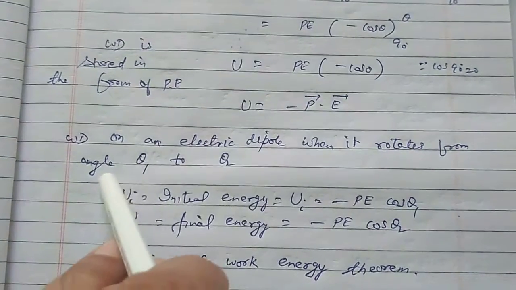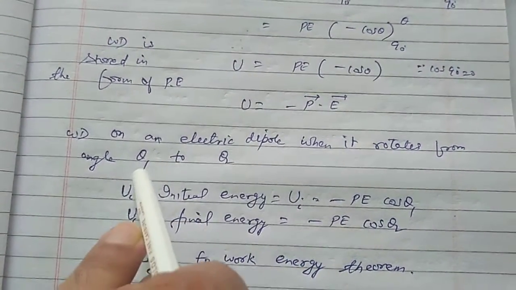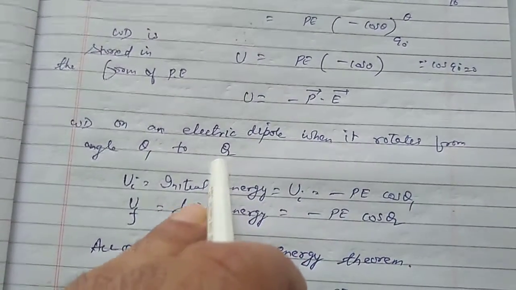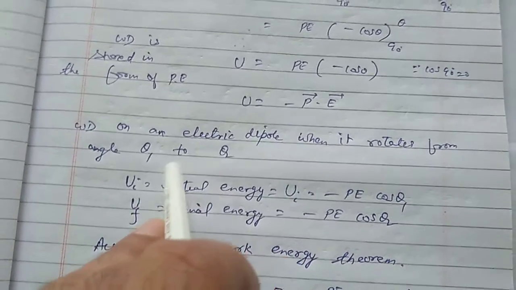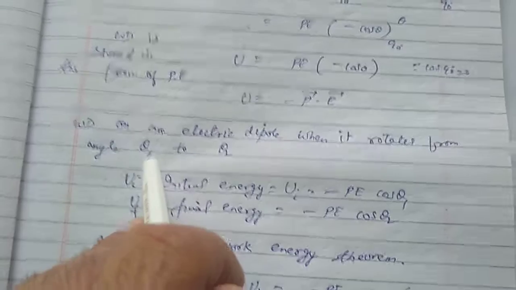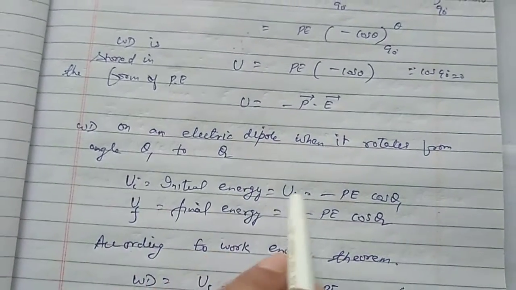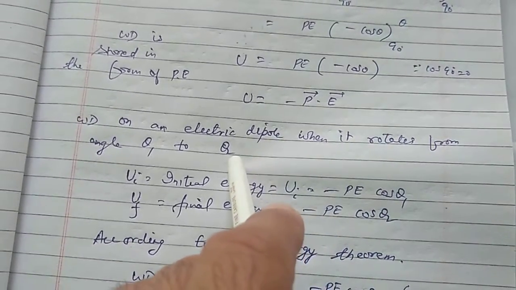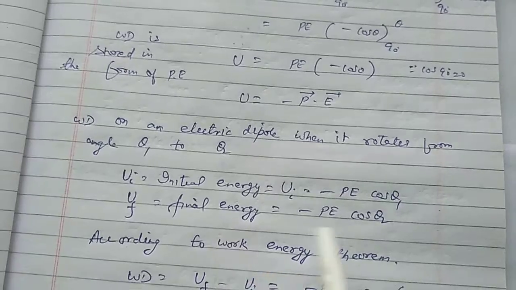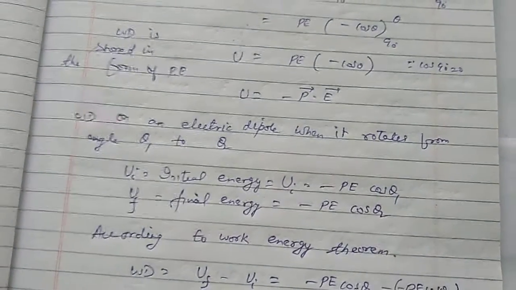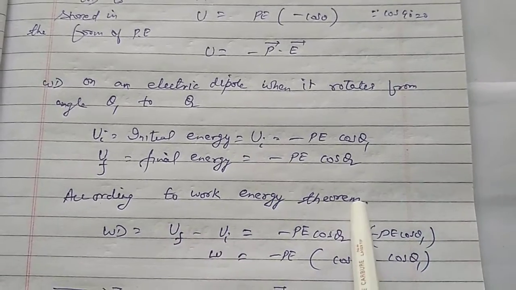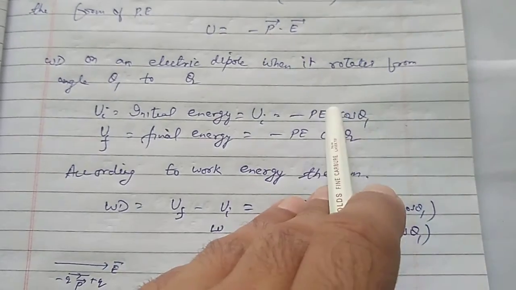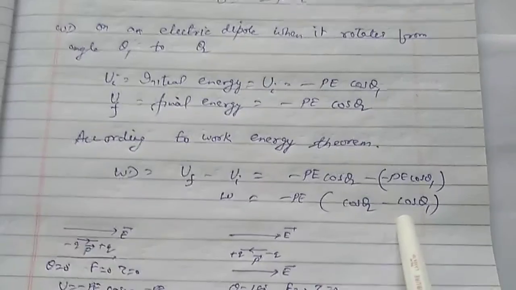If I consider the dipole has initial angle theta 1 and final angle theta 2, it means it is rotating from this angle to this angle. This initial orientation will have the initial potential energy minus P cos theta 1. And this angle theta 2, let us say, has final energy minus P cos theta 2. And what is the work done? According to the work energy theorem, work done equals change in energy. So final minus initial. I am just doing that, so I will get this relation.